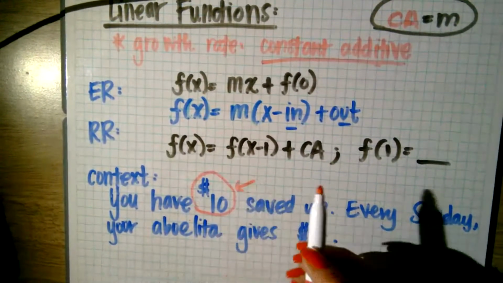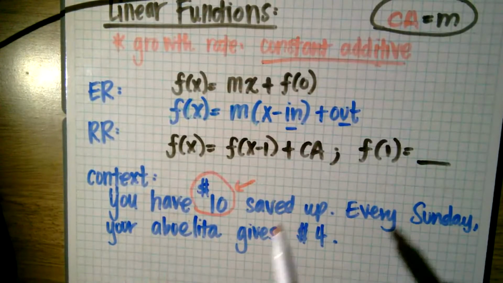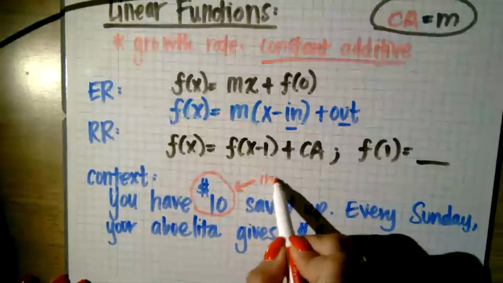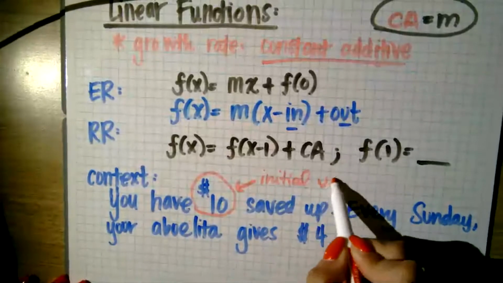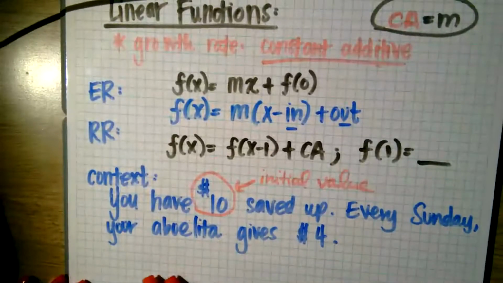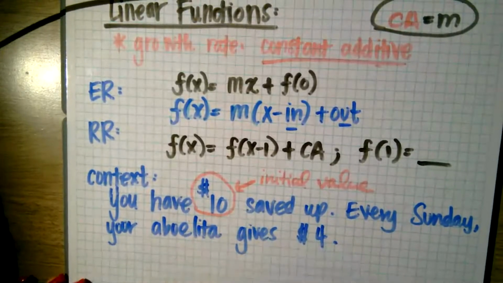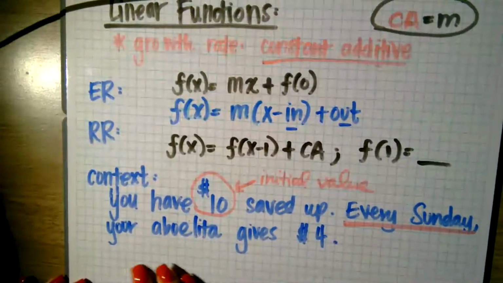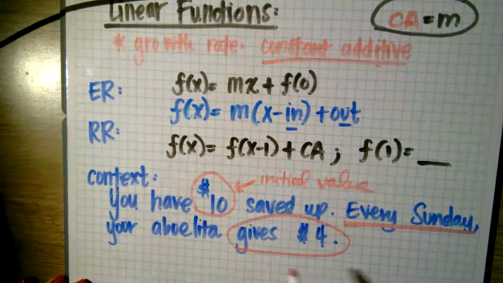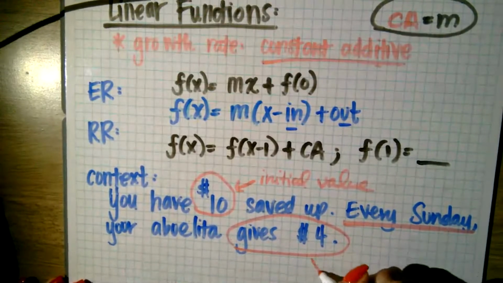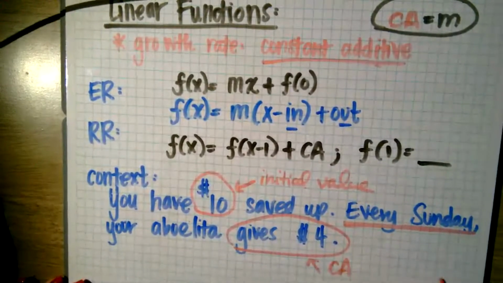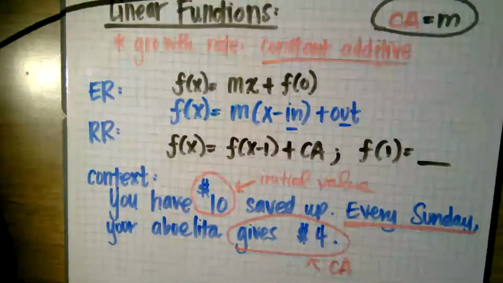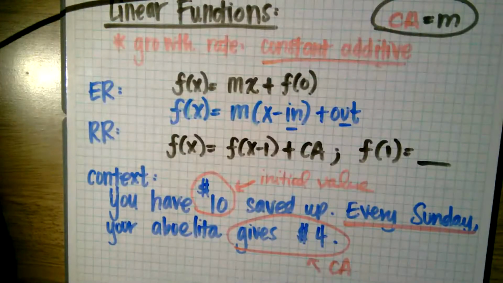What do you think this is? This is something that's already saved up. So I'm going to call this my initial value. Before I started collecting money that my abuelita gave me, I already had 10 bucks, right? Every Sunday, that's important, your abuelita gives you $4. So this right here is going to be my constant additive because every Sunday my abuelita gives me $4.